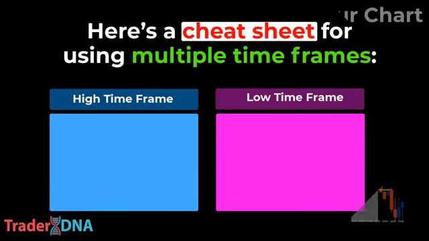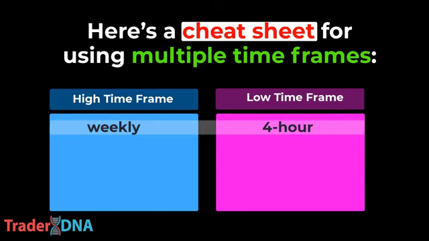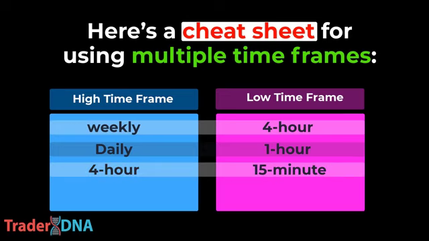Here's a cheat sheet for using multiple time frames. If your high time frame is the weekly chart, use the 4-hour chart as your low time frame. If your high time frame is the daily chart, use the 1-hour chart as your low time frame. If your high time frame is the 4-hour chart, use the 15-minute chart as your low time frame. If your high time frame is the 1-hour chart, use the 5-minute chart as your low time frame. And that's all you need for strategy 1.